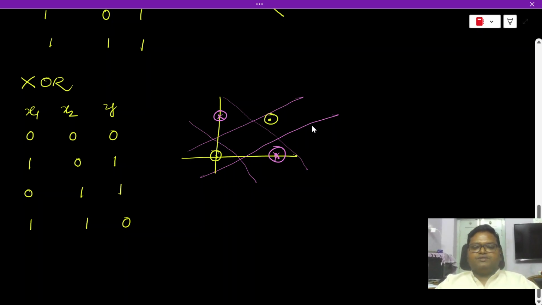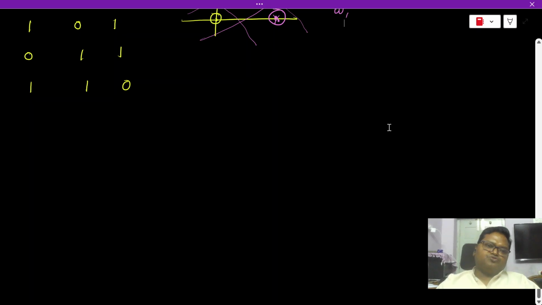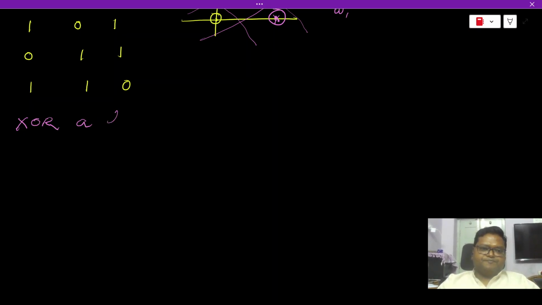So this is where the perceptron failed, because here the data was not linearly separable. The data was not linearly separable. That means, though you may have the set of weights, you cannot find weights which will separate these values. So now let us do one thing. Let us try to solve this XOR with a hidden layer.